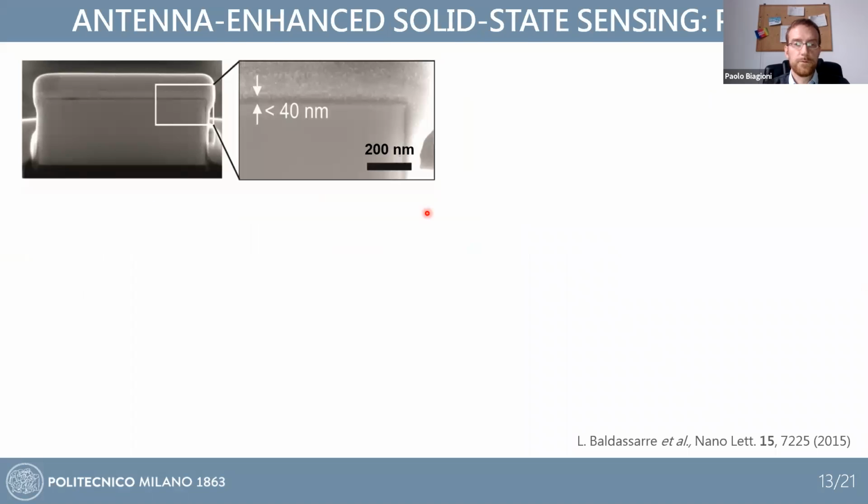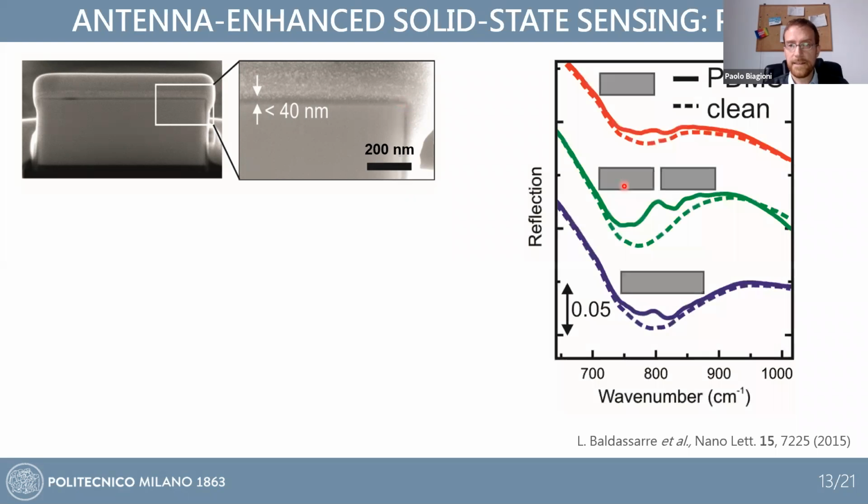And what we did was a proof of concept. We deposited 40 nanometer conformal layers of PDMS on top of the antennas in order to perform a controlled experiment, which mimics a sensing experiment. And you can see the results. These are three different geometries: a single antenna, another single antenna but with different length, and a double wire antenna with a gap in the middle.